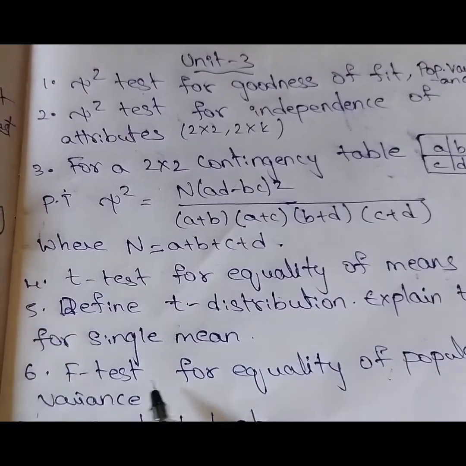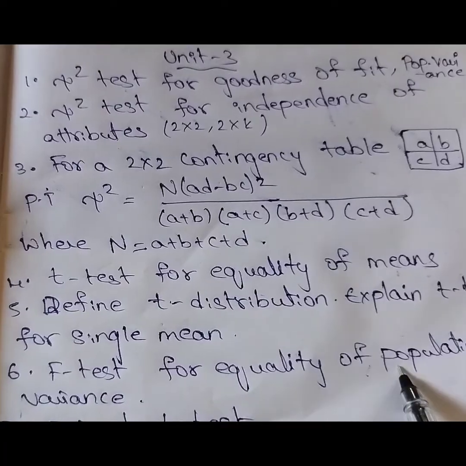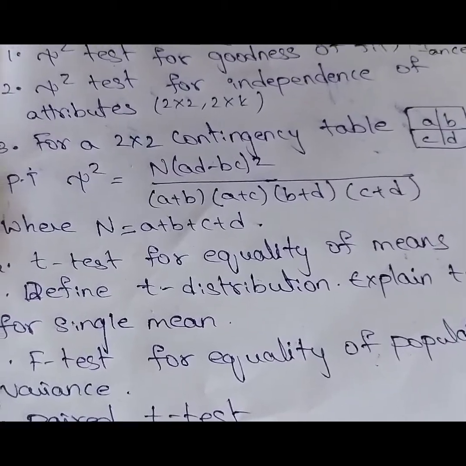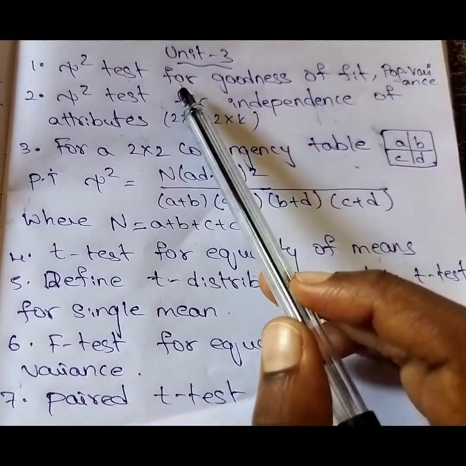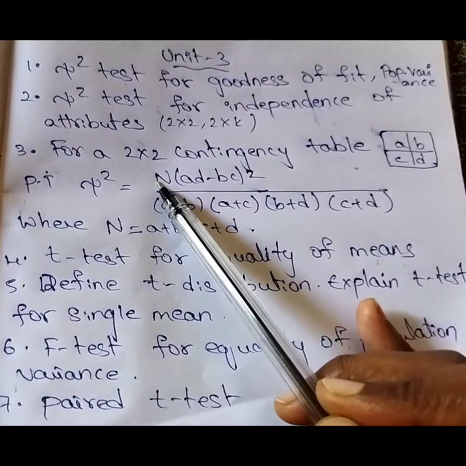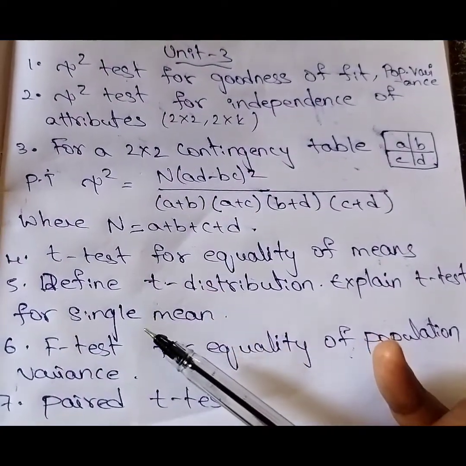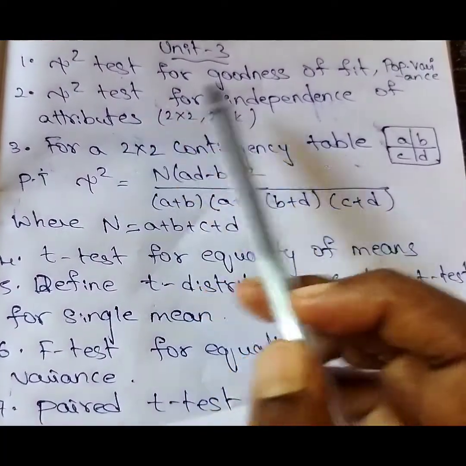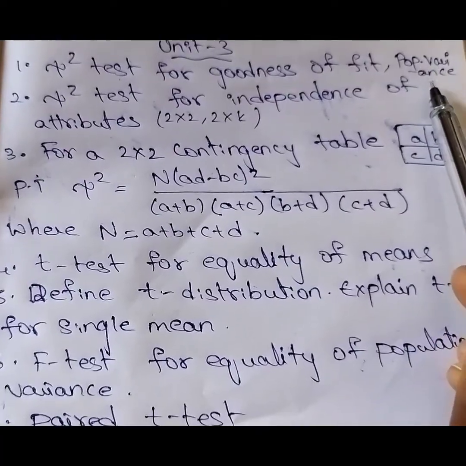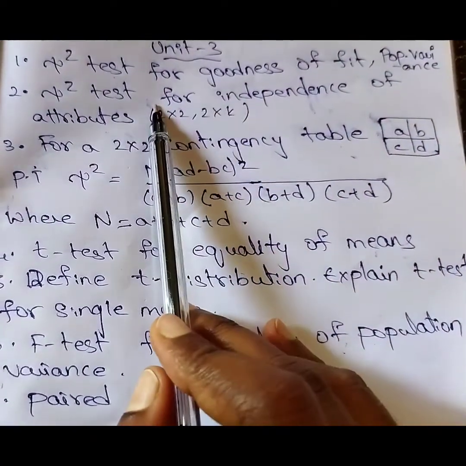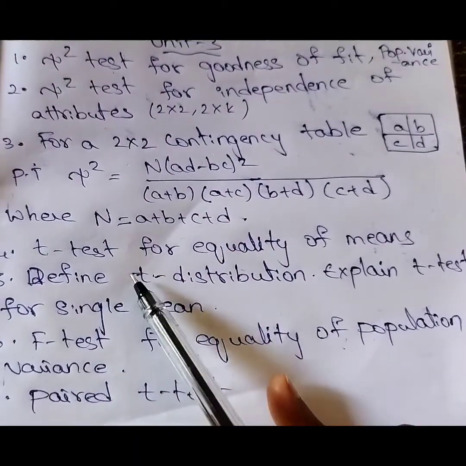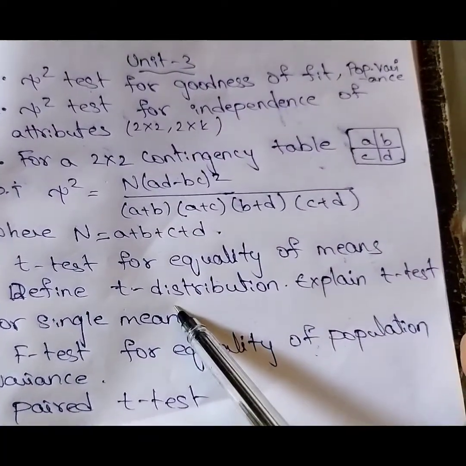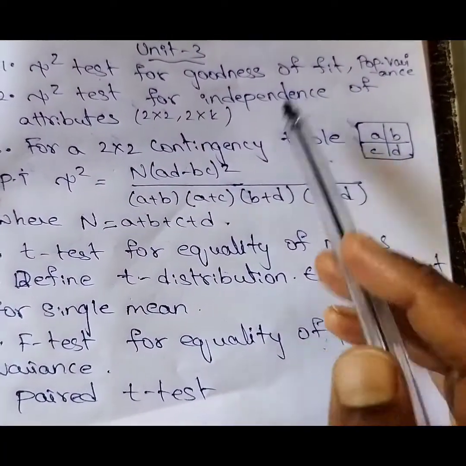And last one, F test. F test for equality of population variance. This also you can expect for long answer. Overall for long answer you can expect the first question goodness of fit, third one, fourth one, 6th and 7th. So these questions you can expect for long answer. Short answers part is chi-square test for population variance, next independence of attributes, and t test for single mean. You can expect short answers from these 3. So that is about third unit.